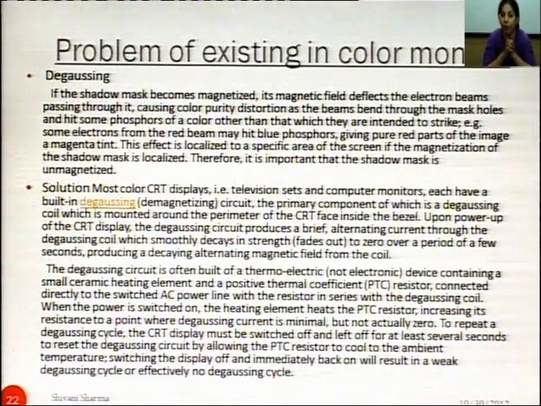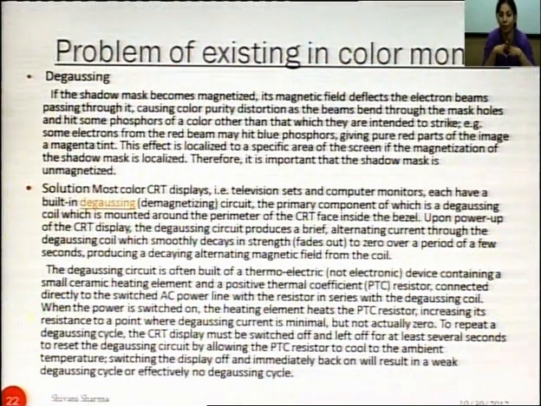Then, problems existing in color monitors. Up till here we have discussed various parts of color monitor CRTs. We have discussed various functions of magnets and the shadow mask. Now, what are the problems existing in the color monitor?